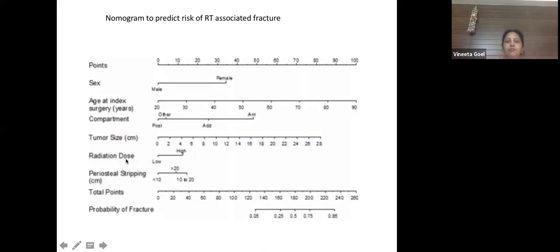There is a very interesting nomogram available to predict the risk of radiation-associated fractures, which includes all the factors I have just mentioned. For example, gender of the patient: females have a higher risk. Age at the time of surgery: older patients have a higher risk. Surgery in the anterior compartment carries a higher risk as compared to the posterior compartment. Larger tumors have a higher risk. High radiation doses and periosteal stripping also add risk. So by combining all these points, you can calculate the probability of fracture and try to prevent these patients from developing this fracture.